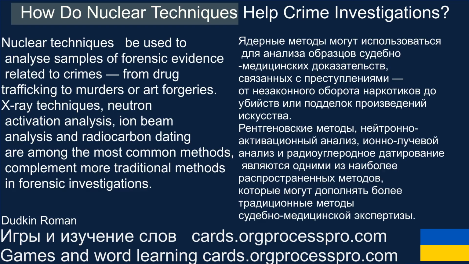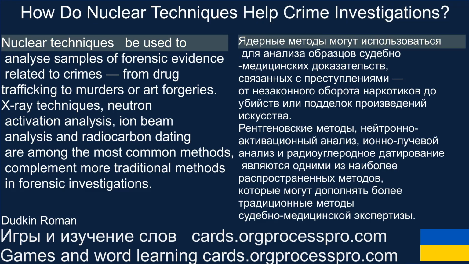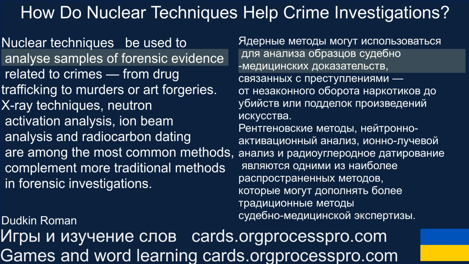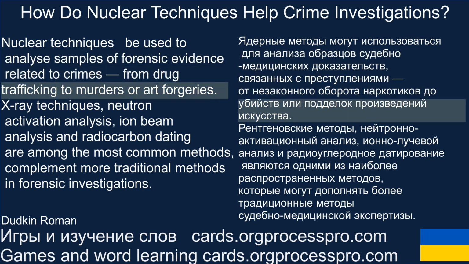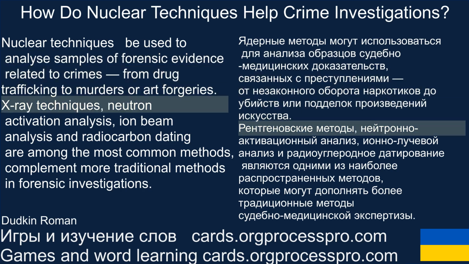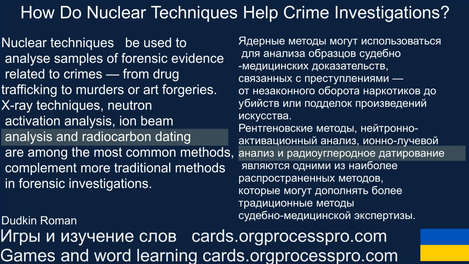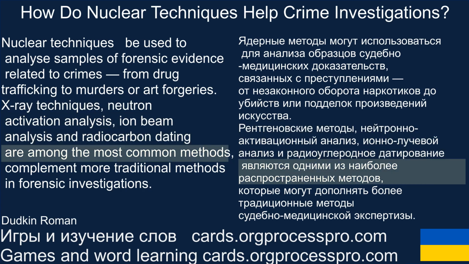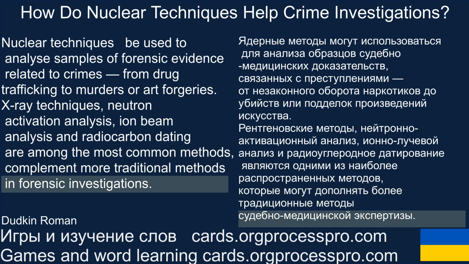How do nuclear techniques help crime investigations? Nuclear techniques can be used to analyze samples of forensic evidence related to crimes, from drug trafficking to murders or art forgeries. X-ray techniques, neutron activation analysis, ion beam analysis and radiocarbon dating are among the most common methods, which can complement more traditional methods in forensic investigations.